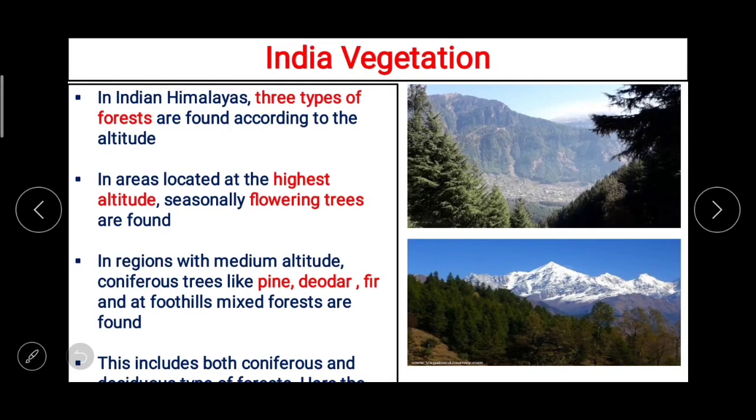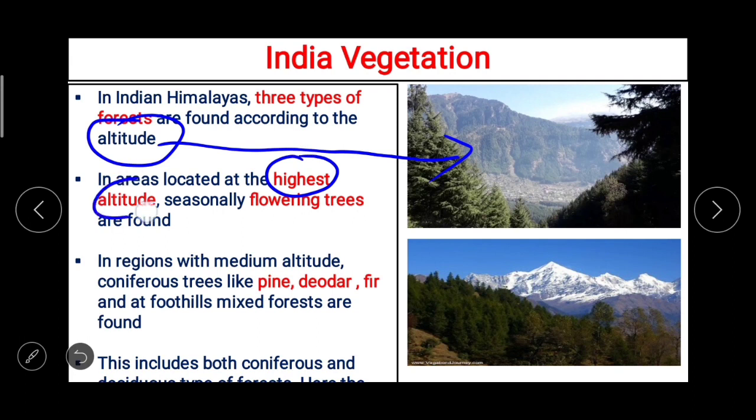Himalayas, 3 types of forests are found according to the altitude. Because we are talking here about the Himalaya, altitude changes from bottom to top, as the height increases. Now in areas located at the highest altitude, seasonally flowering trees are found. Where flowering trees are found?